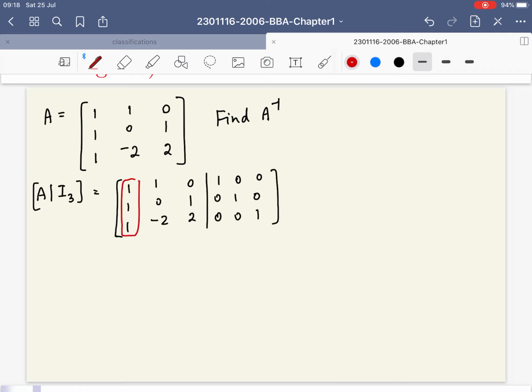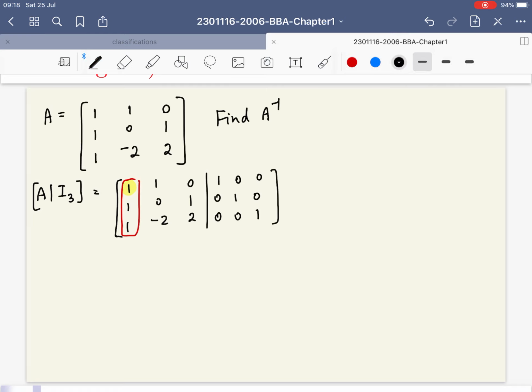So look at your first column, the first position is already 1, so it's good. Then you just get rid of the rest, rather than this first position, right? It must be all 0.